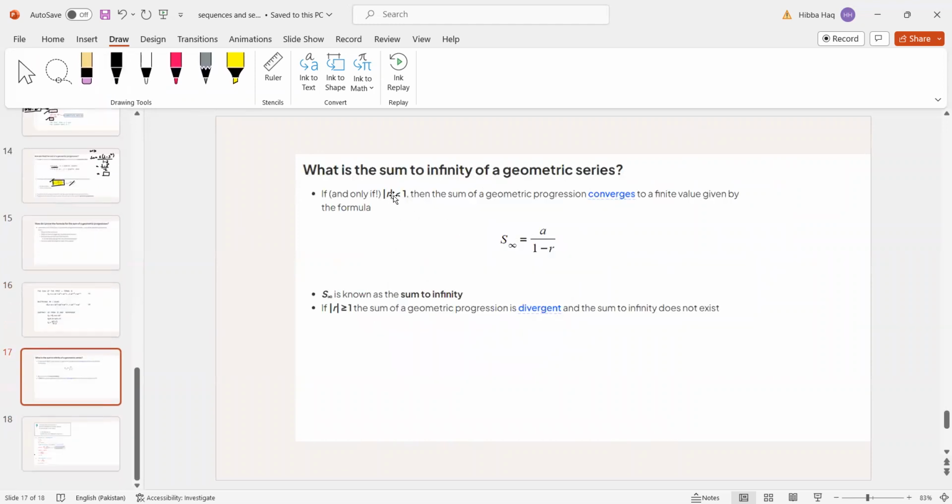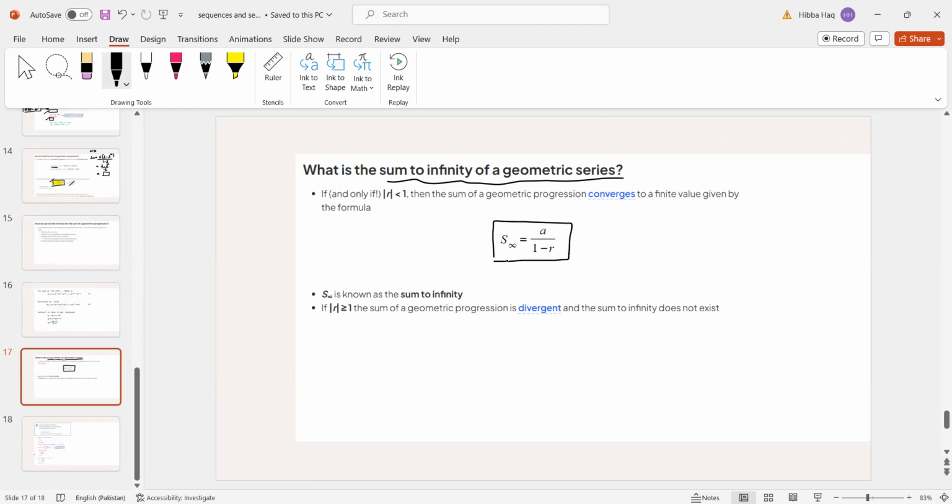Now, moving on to the sum to infinity of a geometric series. What is a sum to infinity? In the last one, in the arithmetic series, we just talked about the sum of the arithmetic sequence, but we did not talk about what the sum to infinity is. Sum to infinity is only applicable to geometric series. So we're going to look into the geometric series and what the sum to infinity is. This is the simplest formula for the sum to infinity.